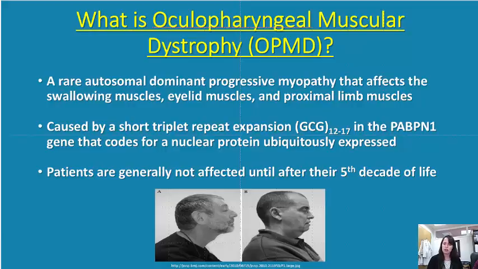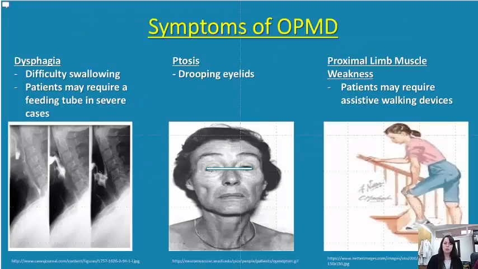Patients are generally not affected until after their 5th decade of life on average. The symptoms of OPMD include dysphagia, ptosis, and proximal limb muscle weakness. Dysphagia, or trouble swallowing, can be so severe later on in life, as the disease progresses, that the patients will require a feeding tube, or otherwise they would die of starvation because they can't swallow their food anymore. The ptosis, or droopy eyelids, can bother the vision of some patients if their eyelids droop too low. For proximal limb muscle weakness, it can progress to the point of needing an assistive walking device.